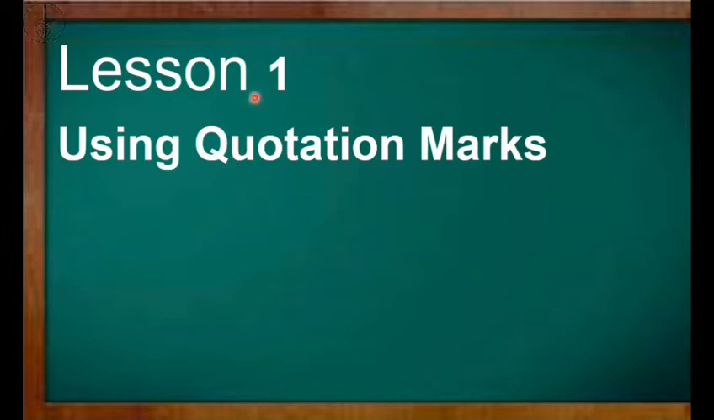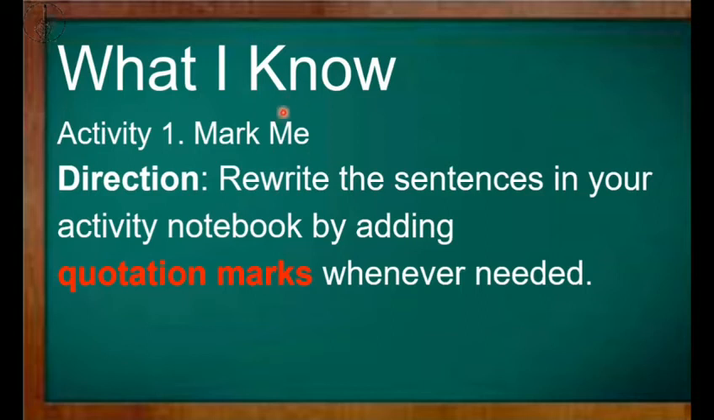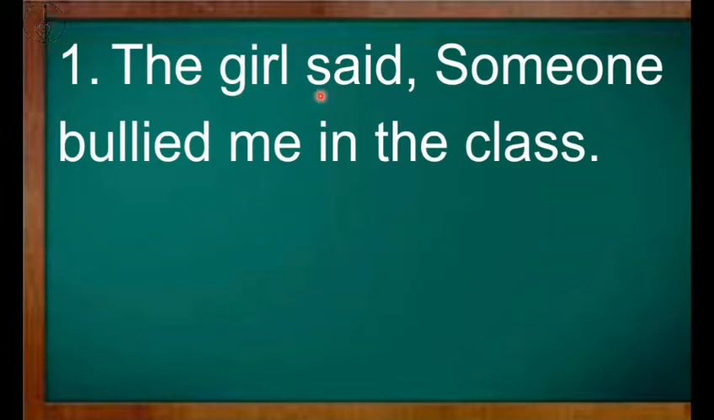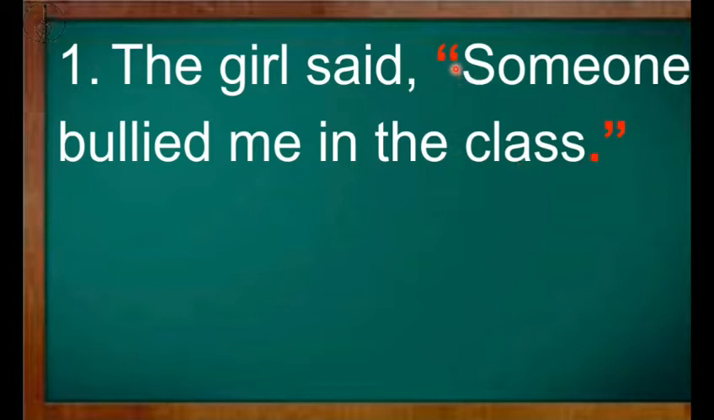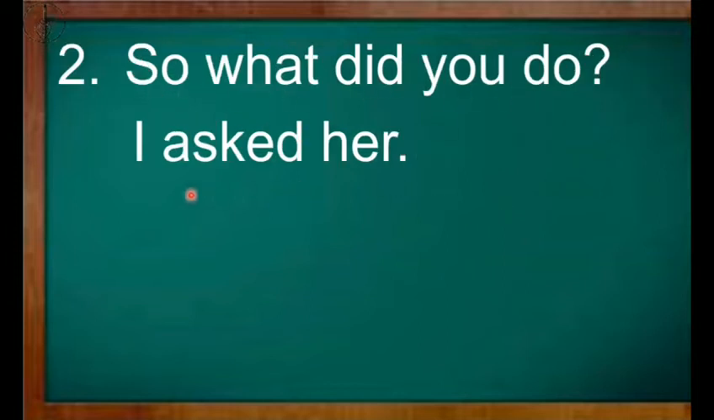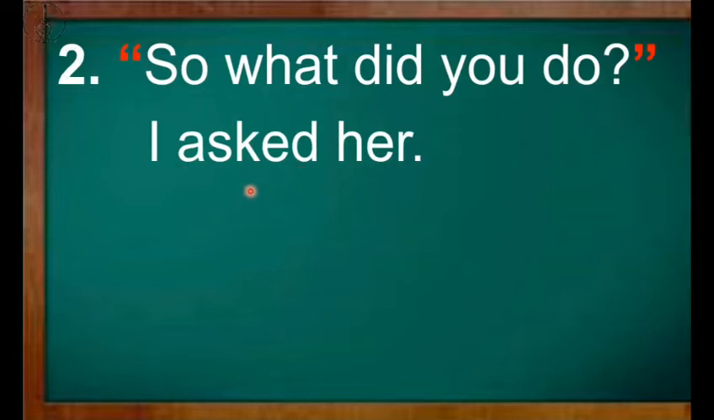Now in your module, under lesson 1, using quotation marks, under activity 1, mark me under what I know. And the direction here is rewrite the sentences in your activity notebook by adding quotation marks whenever needed. Okay. Number 1. The girl said, "Someone bullied me in the class." Okay. It should be like this. Quotation mark here, period here, and then quotation mark again. Number 2. "So what did you do?" I asked her. Now the answer should be like this. Quotation mark here before so, and then after the question mark, we have also another quotation mark here.